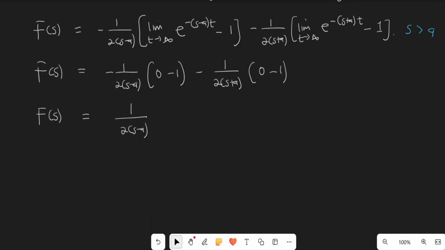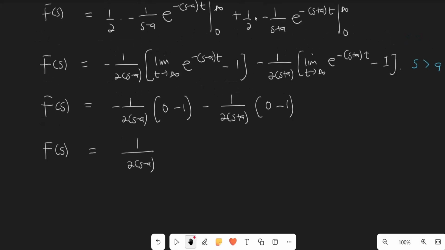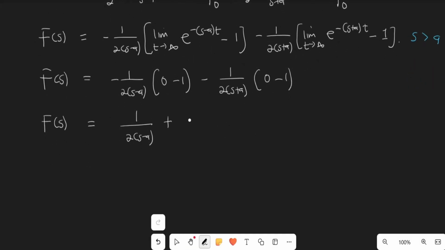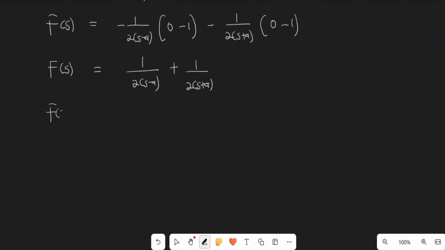And now this one becomes positive 2. So this one is going to be equal to what really? So this one is going to be negative, negative, that becomes positive. Okay, cool. So that becomes positive 1 all over 2 times s plus a. Cool. So f of s is equal to 1/2 is common. I'm going to factorize it out, and I'm going to take the LCM, which is s minus a multiplied by s plus a, and then we divide.